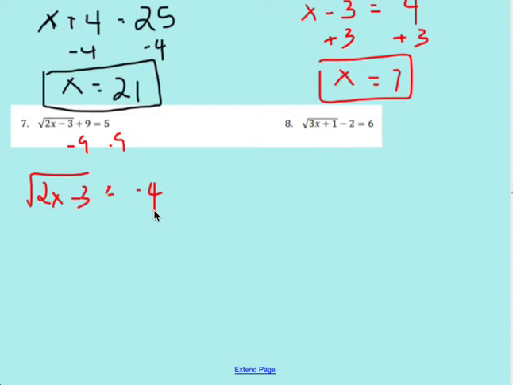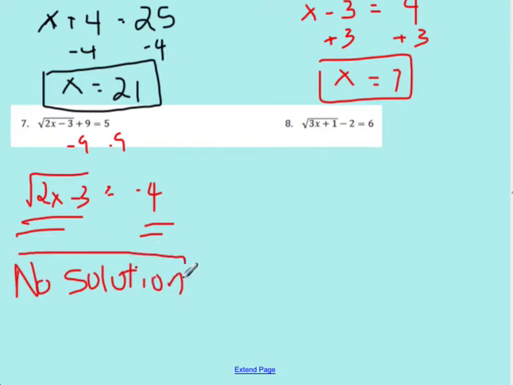So then I get the square root of 2x minus 3 is equal to a negative 4. So right now I have a radical and it's set equal to a negative number. Whenever I have a radical and it's set equal to a negative number, that can't happen. So immediately I know that there is no solution. So that's our answer for number 7: no solution, because that radical is set equal to a negative number.